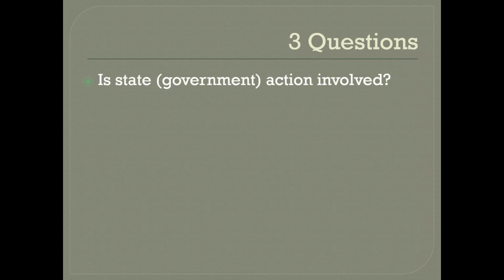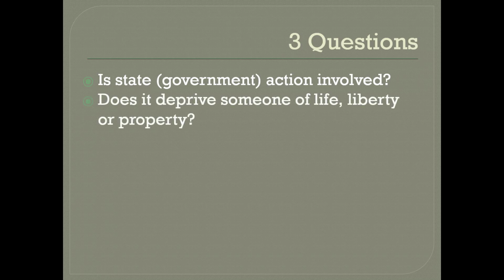So, if you're going to make a challenge for procedural due process, there are three questions that need to be asked. First, we have to ask the question, is state or governmental action involved? This is very important because, like almost all of the Constitution, it only applies to government and it only limits the actions of government. So the first question we have to ask is, is state or governmental action involved? Usually that's a pretty easy question to answer.